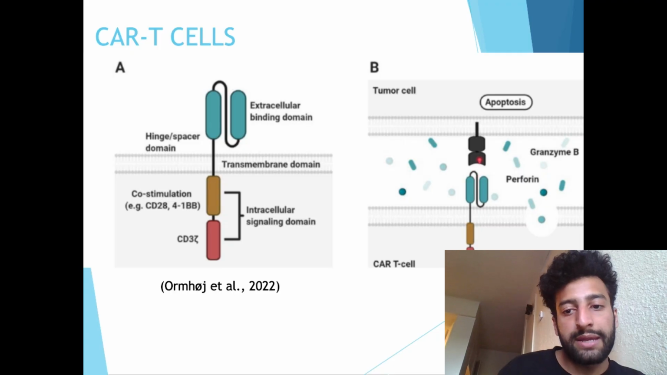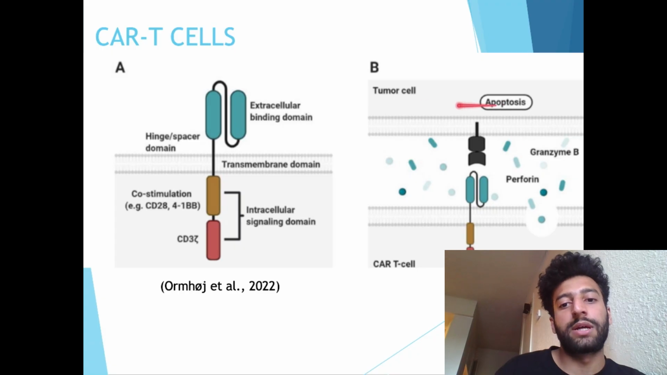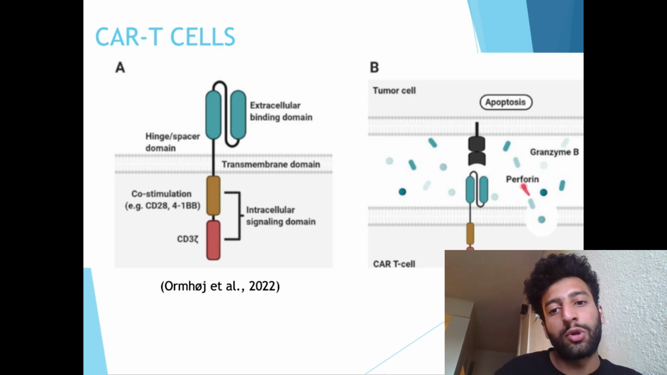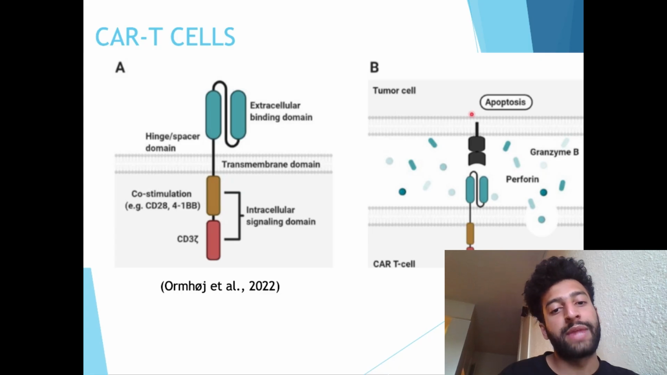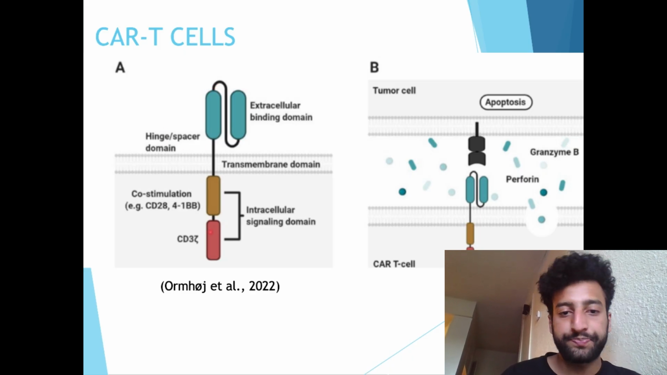It will bind to the cancer antigen and give signals to the intracellular domain, and then the intracellular domain will release cytokines and enzymes to destroy the tumor cell. Here perforin makes pores in the tumor cell, and then granzyme, which releases enzymes, will lead to the death of the cancer cell. So that is the CAR T cell architectural molecular structure.